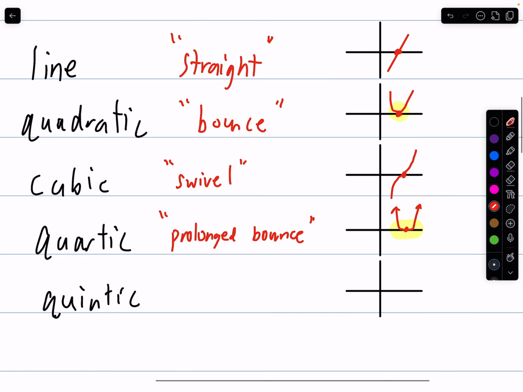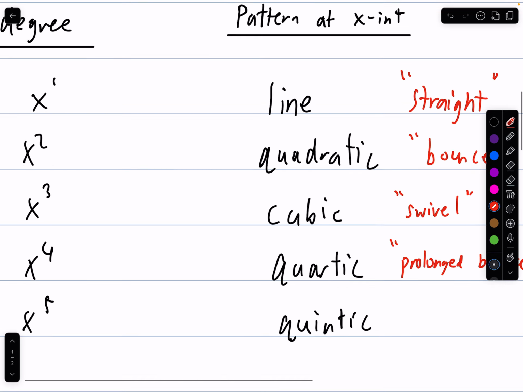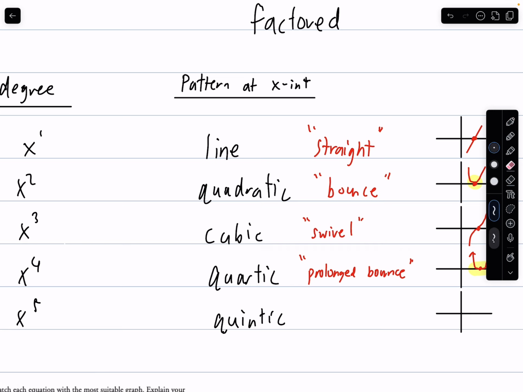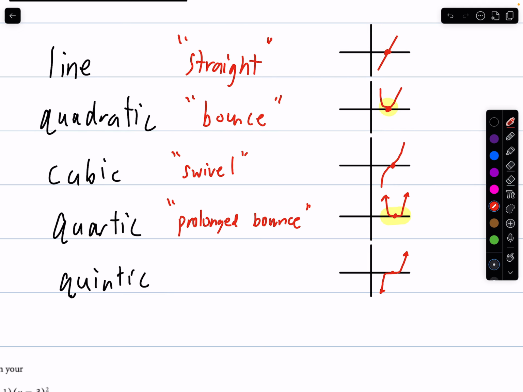And in the same way, we have a bounce and a prolonged bounce from a quadratic to a quartic, or a second degree to a fourth degree. The same kind of thing happens from a cubic to a quintic. So from a third degree to a fifth degree, the same kind of pattern happens. But instead of a regular swivel, it's actually a prolonged swivel. So notice how this prolonged swivel is different from the regular swivel. It kind of sits at that x-axis a little longer. And so on and so forth.